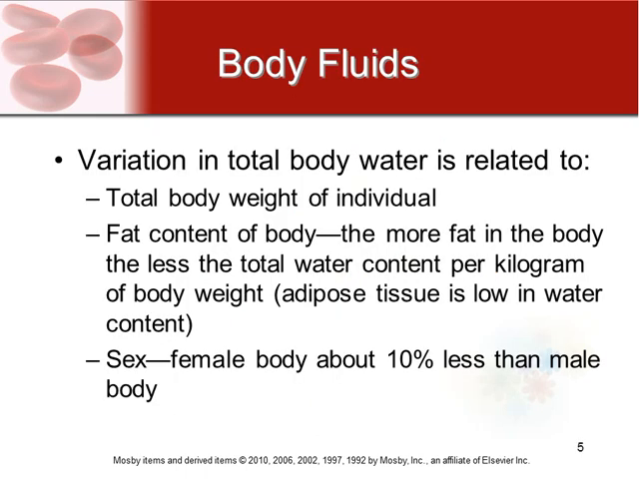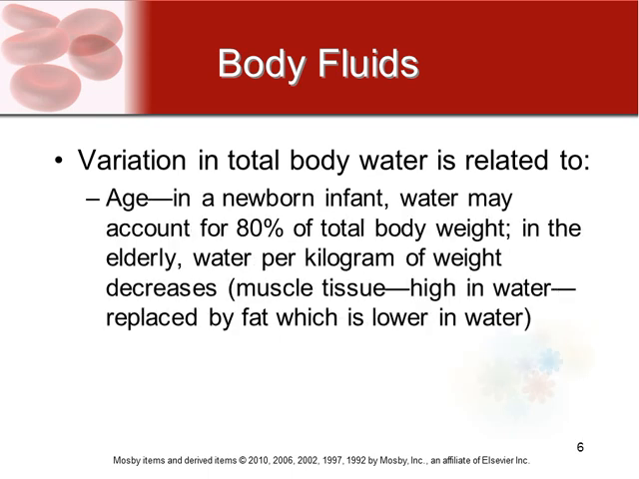So the variation in your total body weight is related to a few things. One of them is the total body weight of the individual. Another is fat content. Fat in the body has less water content per kilogram, so adipose tissue is low in water. So the more fat you have, the less water you have. And then gender, because females have about 10% less water in their bodies than males do. And then age, because as we said, newborn infants have 80%, and then it decreases over time.